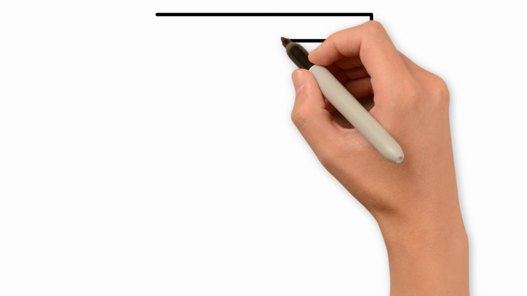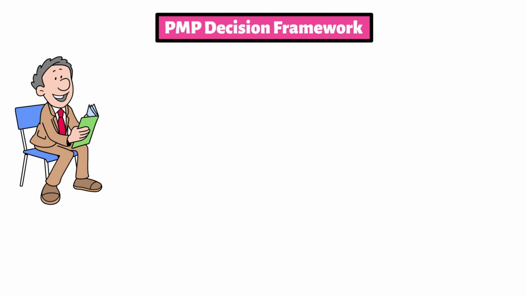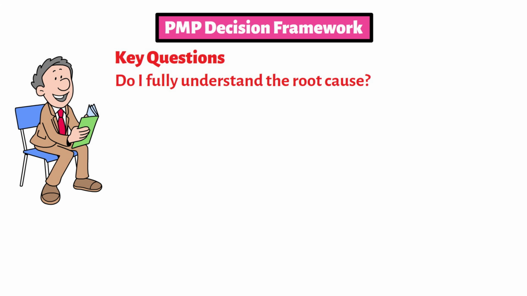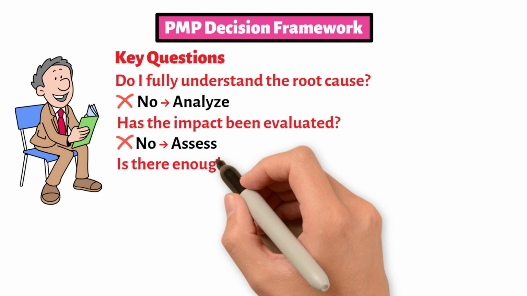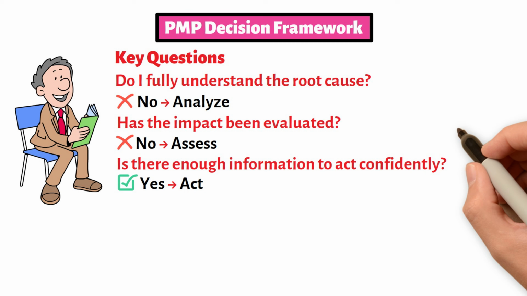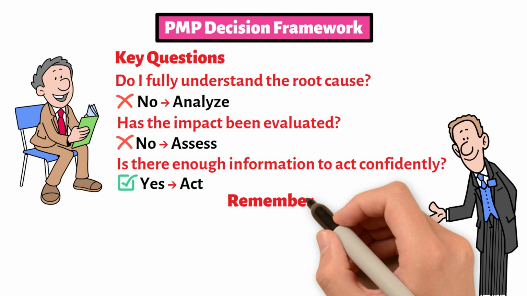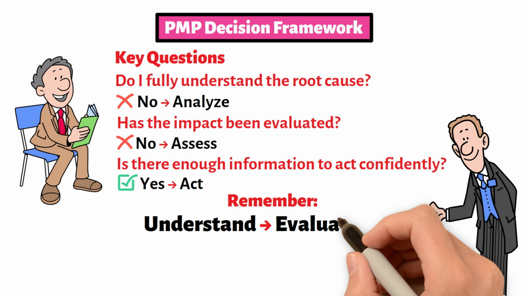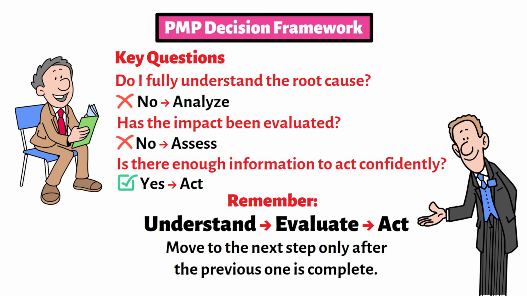Now let's simplify everything into a quick decision framework you can use during the exam. When you read a question, ask yourself, do I fully understand the root cause? If no, you should analyze. Has the impact been evaluated? If no, you should assess. Is there enough information to act confidently? If yes, you should act. This helps you determine where you are in the sequence. Remember, understand, then evaluate, then act. Only move forward when the previous step is complete.